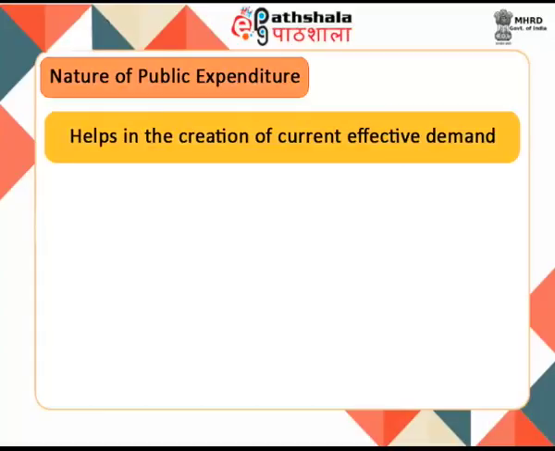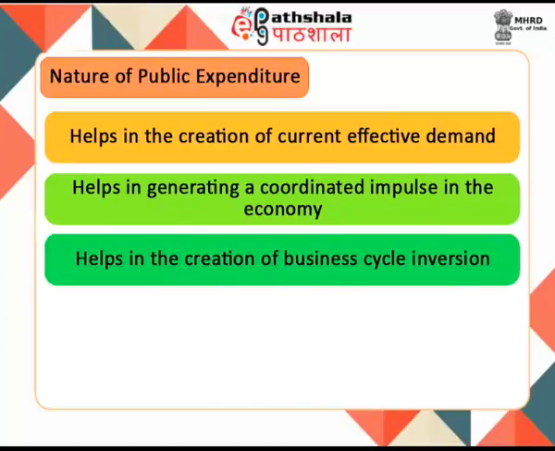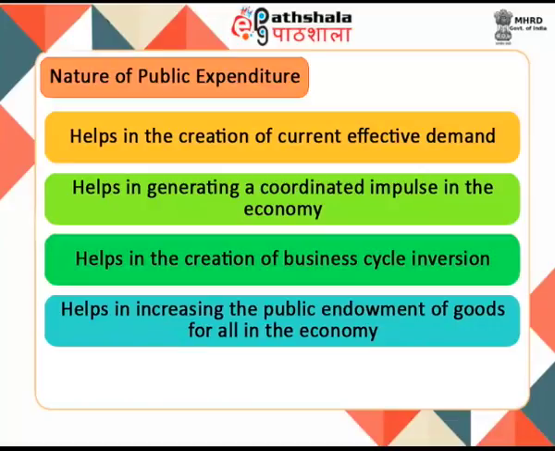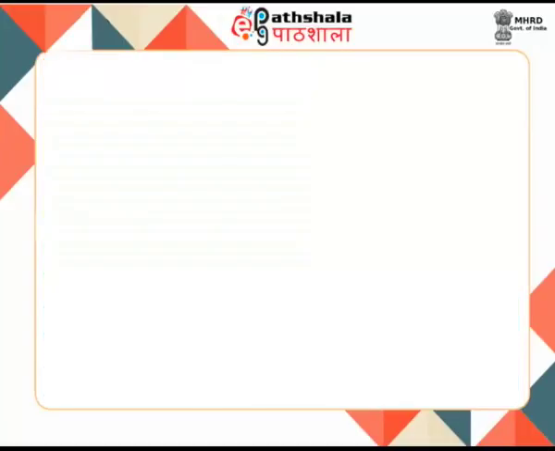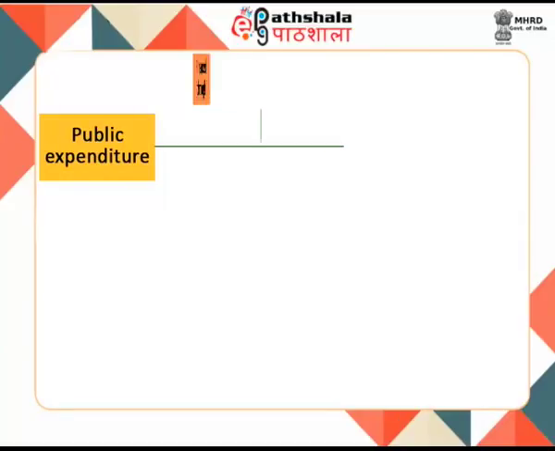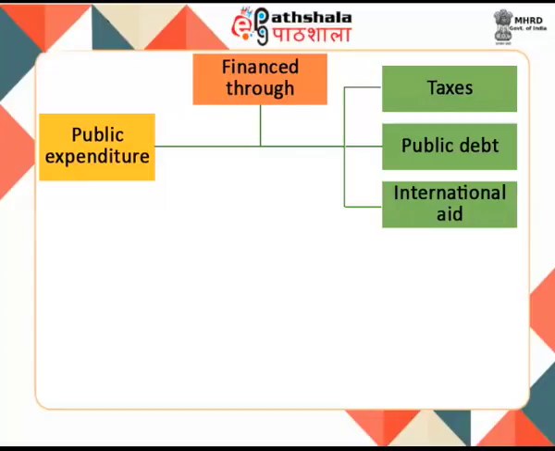Public expenditure helps in the creation of current effective demand, generating a coordinated impulse in the economy, which can be used for economic stabilization, business cycle inversion, and growth purposes, increasing the public endowment of goods for all in the economy and giving rise to positive externalities to economy and society by capital formation. Public expenditure is mainly financed through taxes, public debt, and international aid.